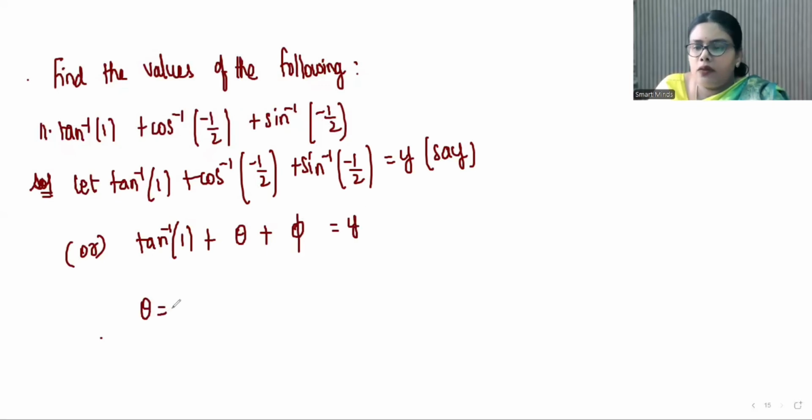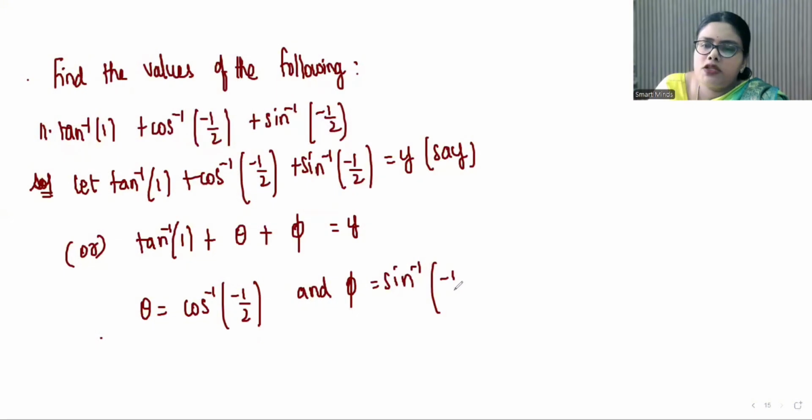So theta is cos inverse of minus 1 by 2, which we have taken, and phi we have taken as sin inverse of minus 1 by 2. Let's take this as equation number 1.